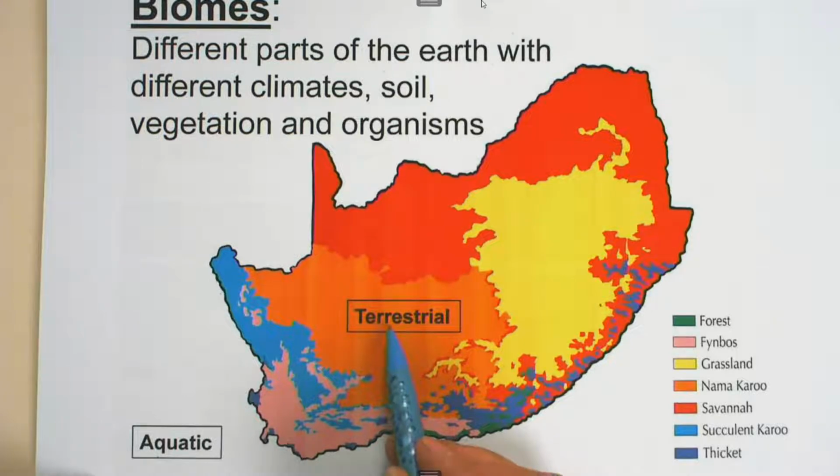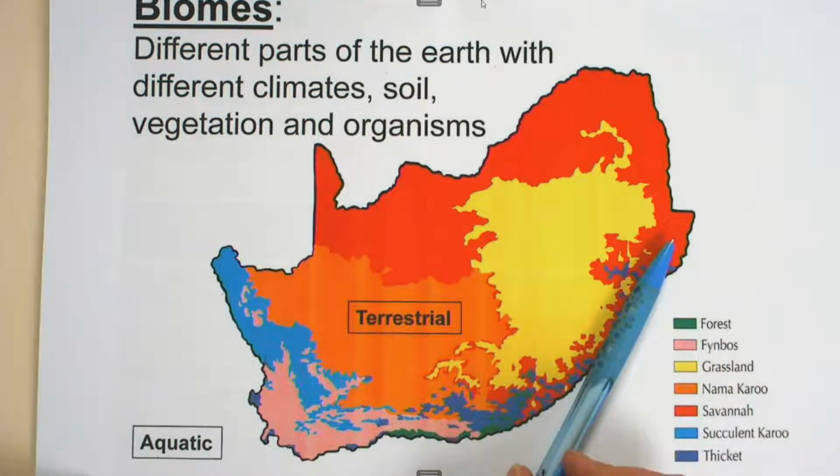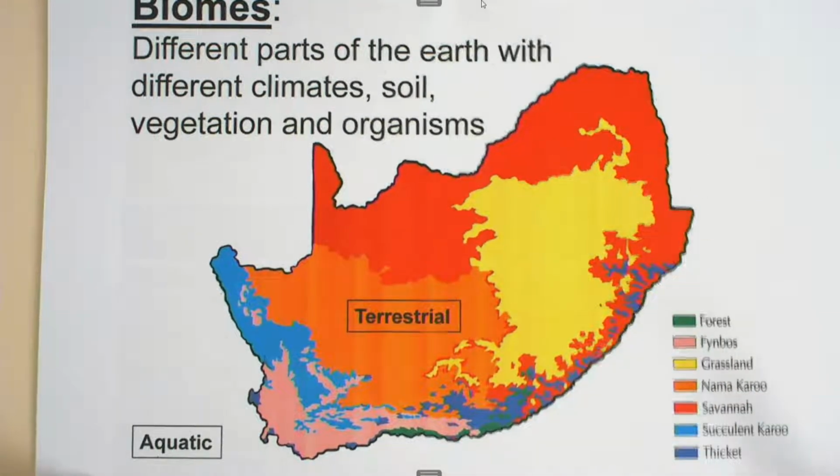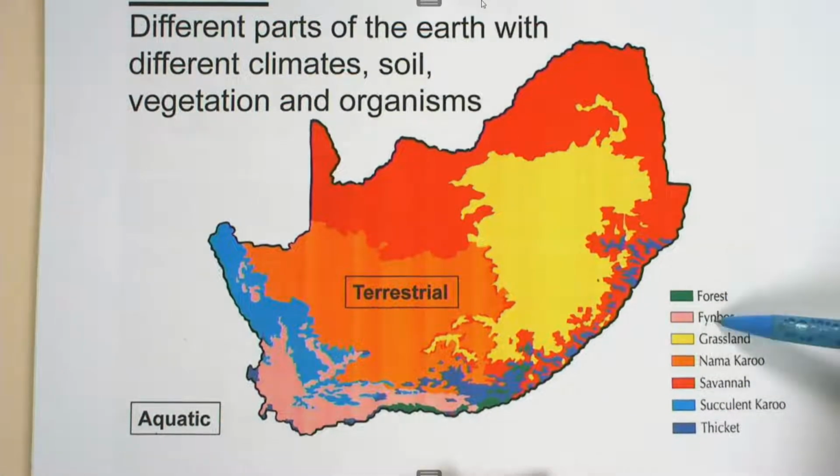Terrestrial, terra means ground, soil, earth. So this whole section here is the terrestrial biome. All right, and there's our key. And yes, you have to study them. There's 1, 2, 3, 4, 5, 6, 7 different types of biomes. And you need to be able to identify them.